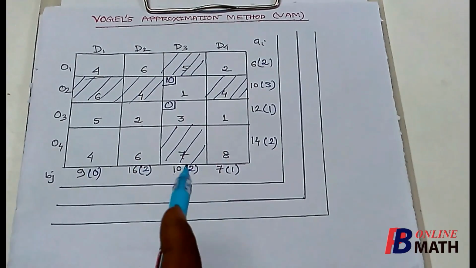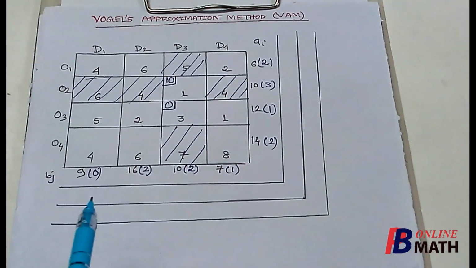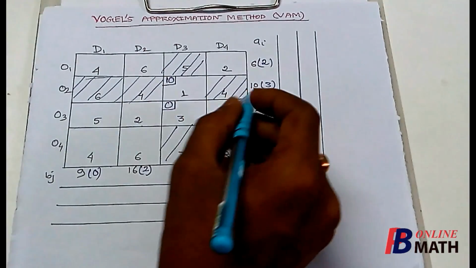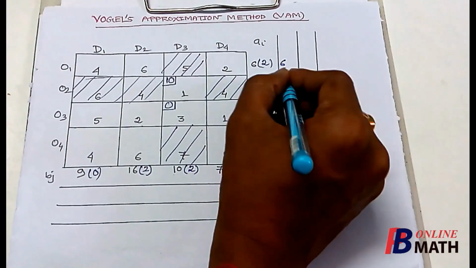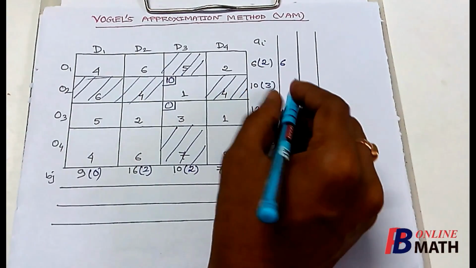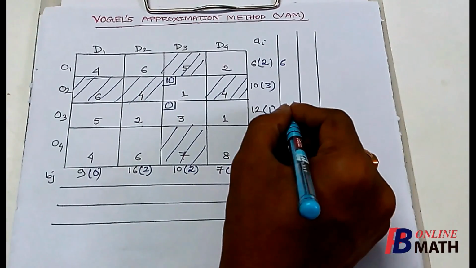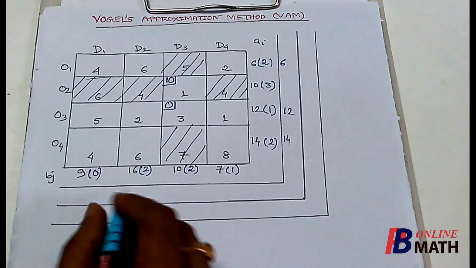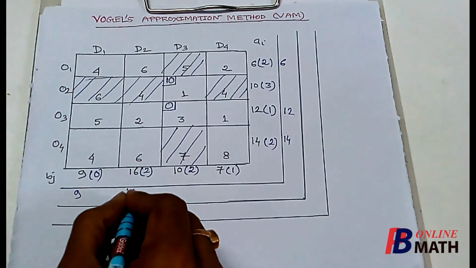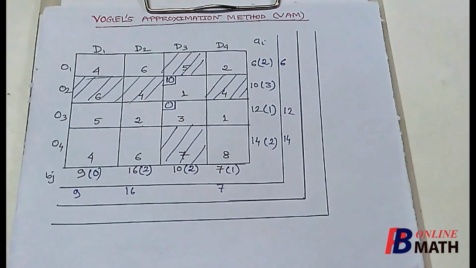Now we write the revised capacities and the demands of the origins and destinations. So the revised capacities are 6. Now this capacity is exhausted, so we shall not write here. This capacity is 12, 14, 9, 16 and 7. Now again we shall find the minimum cost and the next minimum cost from each row and each column, and we shall write this difference within a bracket beside the capacity and demand.